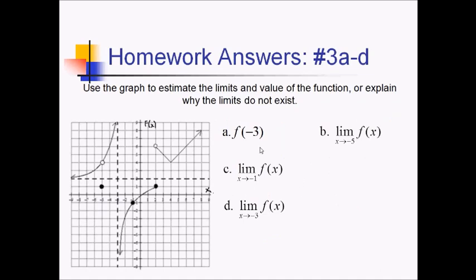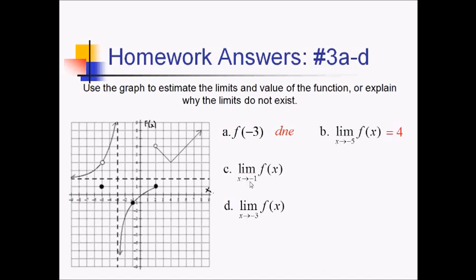For this problem, we're trying to find limits and function values for the function represented by this graph. So our first question, we're asking for f of -3. Over at -3, we see we have an asymptote. They're asking for the function value. Either way, though, if you ask for the limit or the function value, that's going to be undefined, does not exist at that asymptote. For part B, we're asking for the limit as x approaches -5. So that's over here. As we approach from the left and the right, we're heading toward the y value 4. So that's the limit for part B.